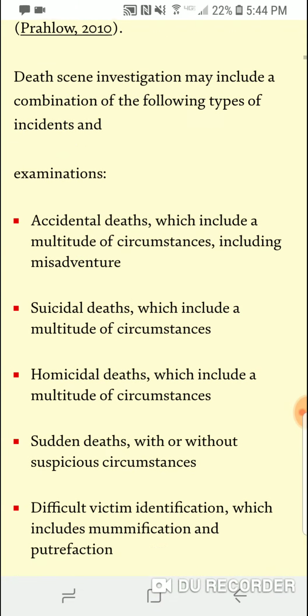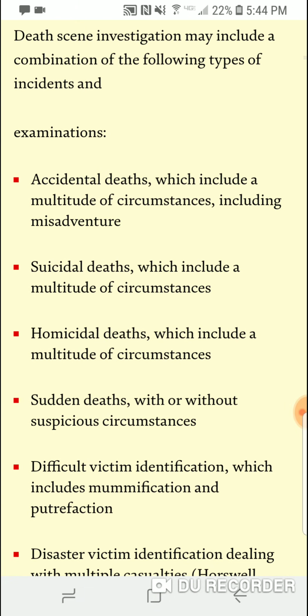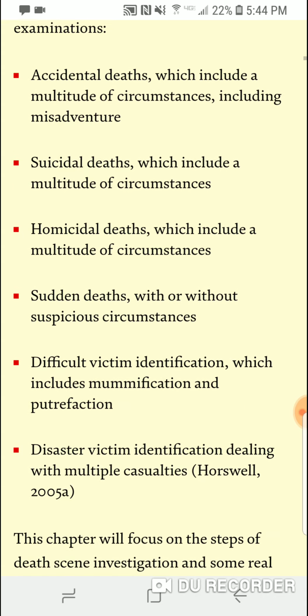Back to the death scene. Death scene investigation may include a combination of the following types of incidents and examinations: accidental deaths, which include a multitude of circumstances, including misadventure. That's all we need to hear right there, because that's what it was, according to them.